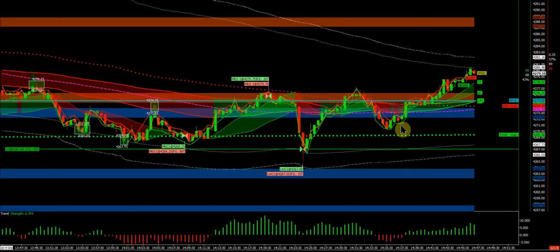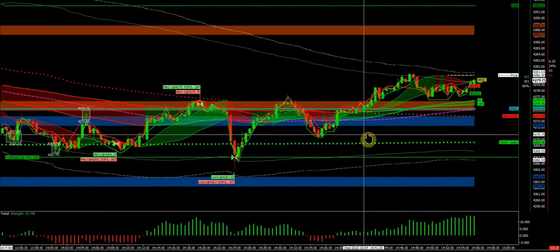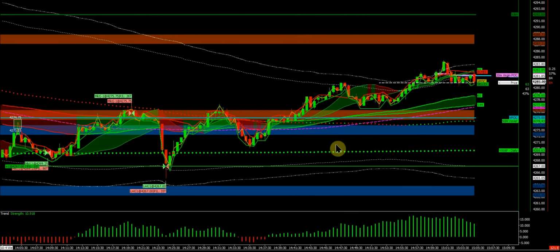So I'm just waiting, and it comes back down, pulls back up in here. Everything starts turning green. Now you see the smaller cloud, the more nimble cloud, is above that longer base cloud. What happens? There we go. So it took off.